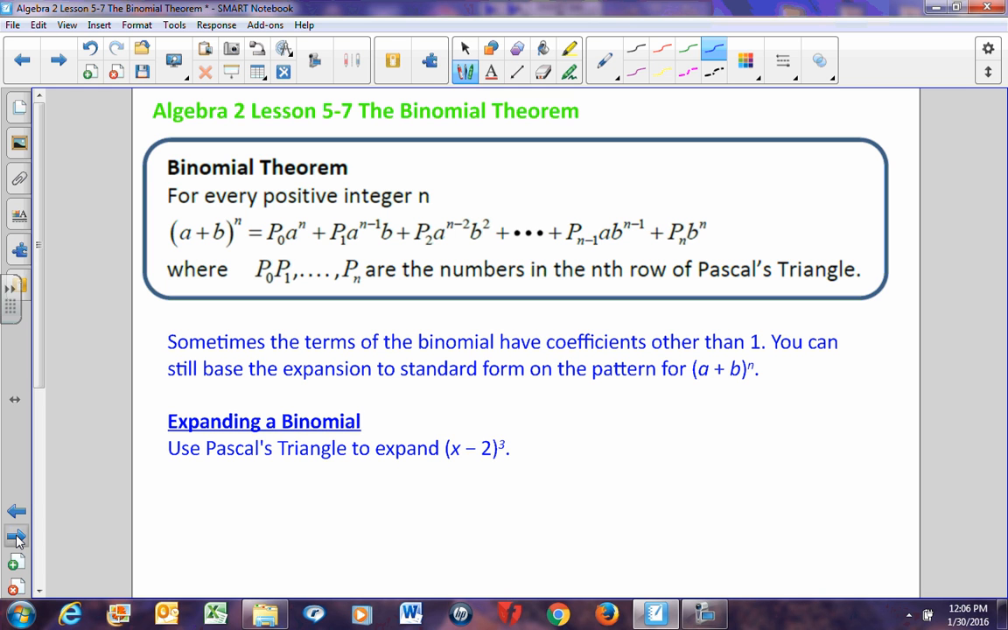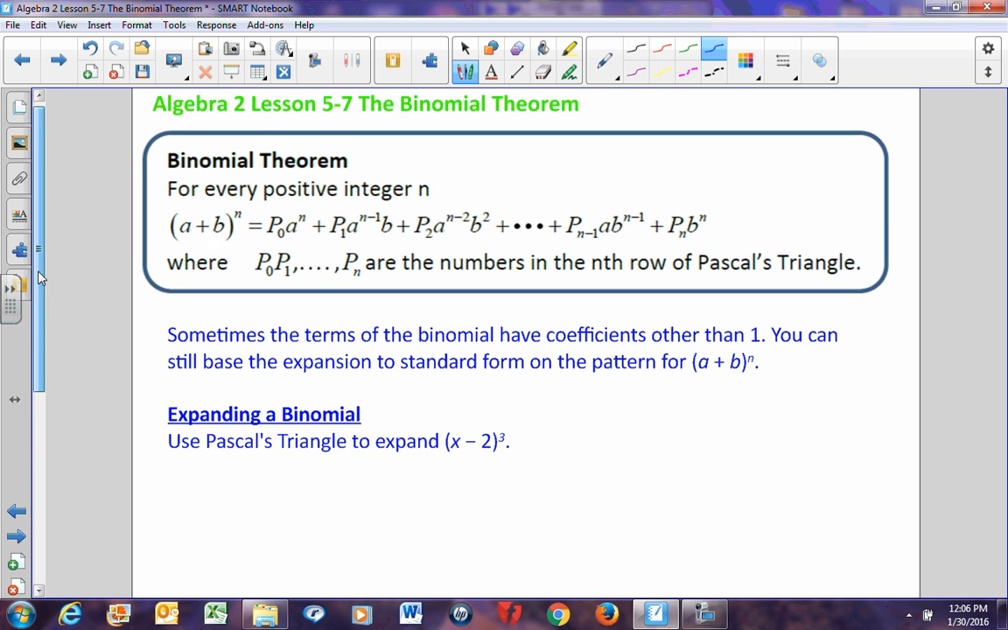Now, the binomial theorem just tells you that the numbers are in the nth row of Pascal's triangle. Sometimes in terms of a polynomial, you have coefficients up there. You can still base the expansion to standard form on the pattern of a plus b to the n.